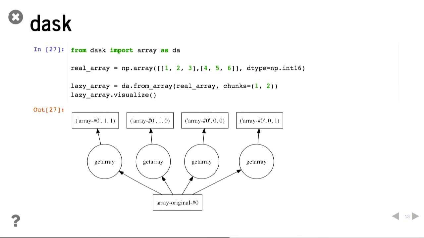So the other half of the story is Dask. And as we heard earlier in the day, Dask is a distributed task scheduler, and that task is, in this case, getting a portion of an array. So a Dask array wraps a set of functions that say, this is how you retrieve portions of essentially a NumPy array. And it does it in an interface that matches the NumPy array interface.